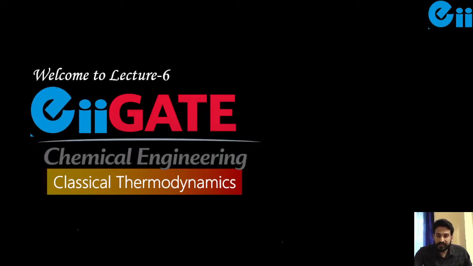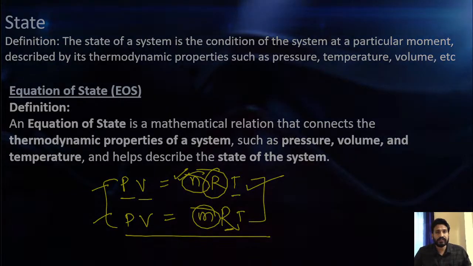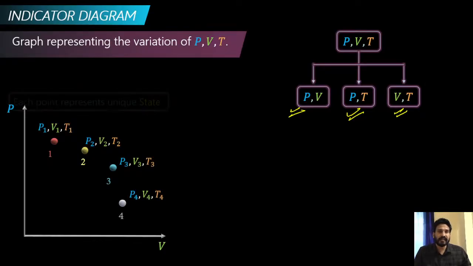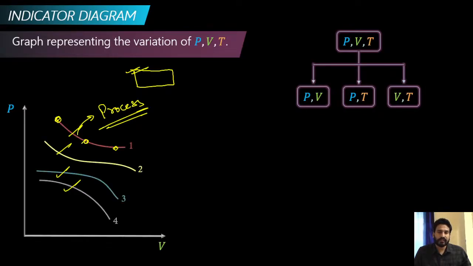Let's discuss the previous thing, guys, very quickly. Last time we discussed the equation of state, right? And with the help of the indicator diagram, we understood the meaning of state, and through the state, how we explain the process. If we go from one state to another, that is called a process.